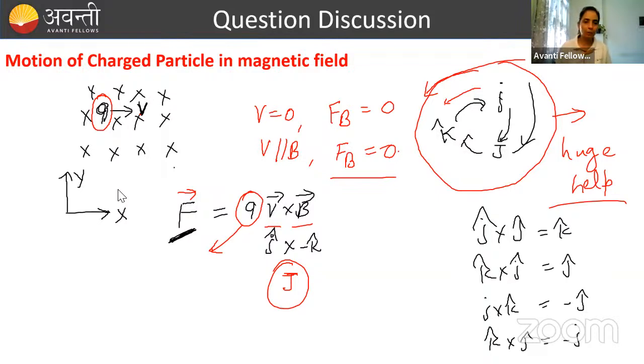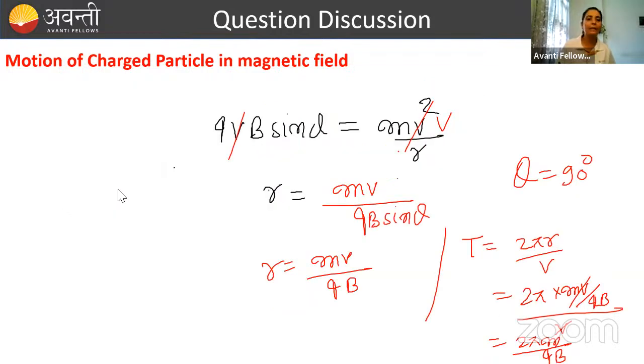Now about magnitude, like यहाँ पे तो direction discuss किया था मैंने. So if you have to calculate what will be the radius of that circle in which it will go, then radius we can simply calculate by equating force to the centripetal force. Centripetal force formula, that is mv square by r. So r is what? mv by qB. Time period we can calculate, that is 2 pi r by v. So यहाँ पे simply I put the value of radius, that is mv by qB.